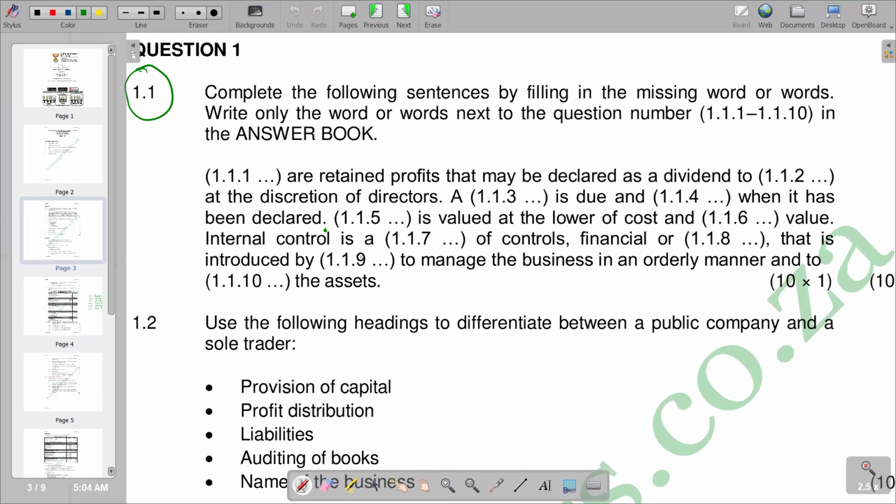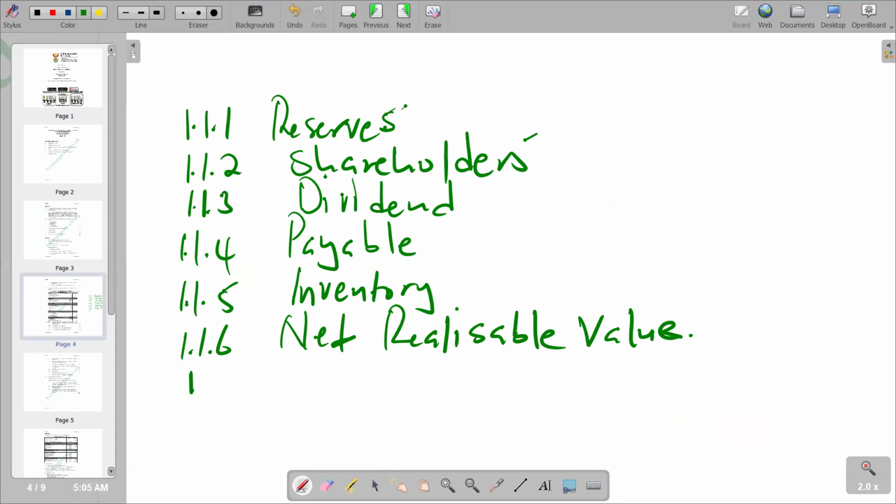1.1.7 reads: internal control is a dash of controls. The most appropriate word we can put there is a system of controls, financial or dash, that is introduced by. Remember, it can be financial, it can be non-financial. So we can say financial or non-financial. So for 1.1.7, we're saying it's a system of controls, financial or non-financial. So 1.1.7 is system, and 1.1.8 is non-financial.